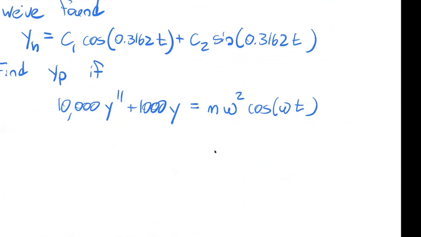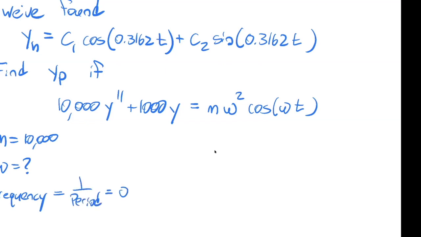So any thoughts about what we can do from here? You could find omega. Yeah, let's find omega. That's right. So we know that the mass is 10,000 kilograms, and we want to find omega. And what we know is that the frequency, which is 1 over the period, is 0.5 cycles per second.